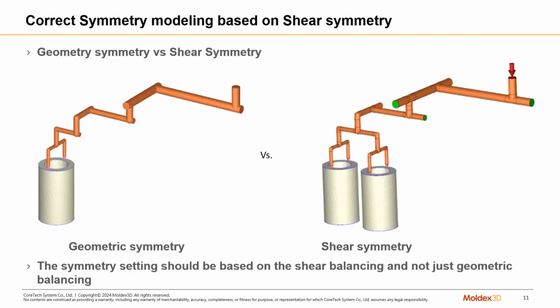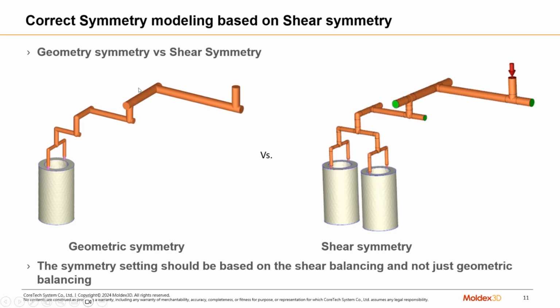All right, and this is what I meant when I said there is a catch to it, which is basically correct symmetry modeling based on shear symmetry. What it tells us is, when you have this kind of 32 cavities, rather than running just a single cavity, make sure you have 2 cavities. Why? Because of the shear balancing. We want to capture the accurate shear balancing, at least where the runner branch is touching the part, and the secondary one, which is connected to that, right? Once we have that accurately, it's going to give us highly accurate results.